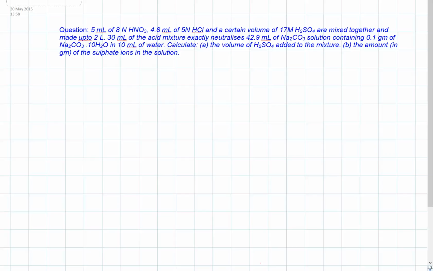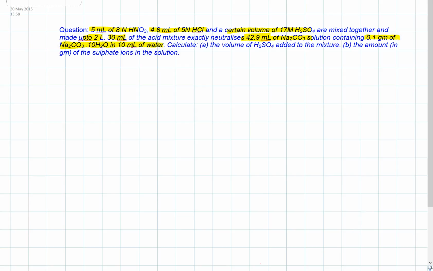So the question here says that we have 5 ml of 8 normal HNO3, 4.8 ml of 5 normal HCl, and a certain volume of 17 molar H2SO4, which is mixed and made up to 2 liter. Matlab, we are diluting it. From here we are taking a sample of 30 milliliter, which will neutralize exactly 42.9 milliliter of Na2CO3, whose strength is given to be 0.1 gram of Na2CO3.10H2O in 10 ml of water. Indirectly they have given you the strength.